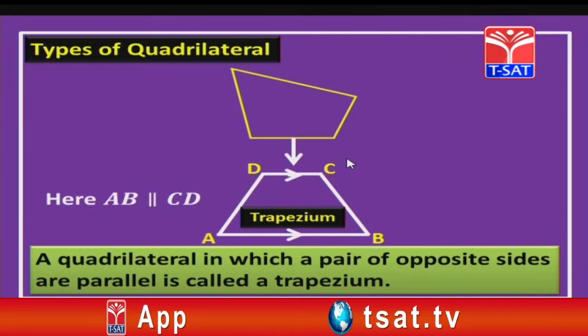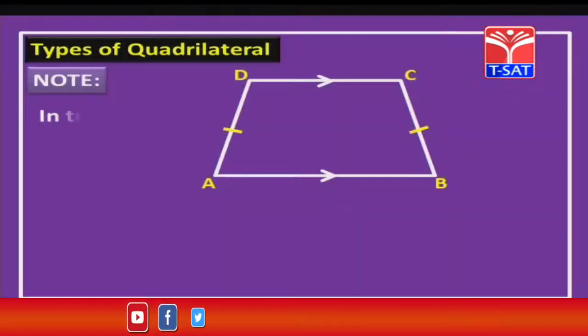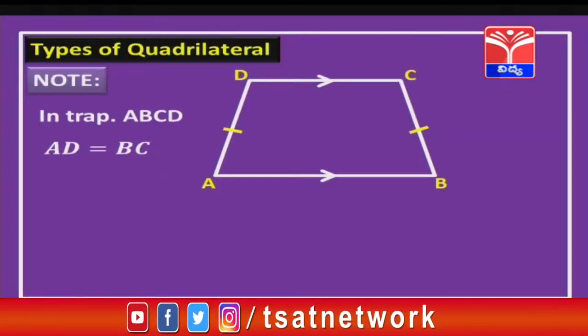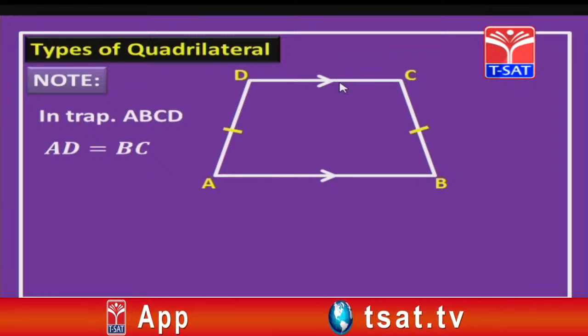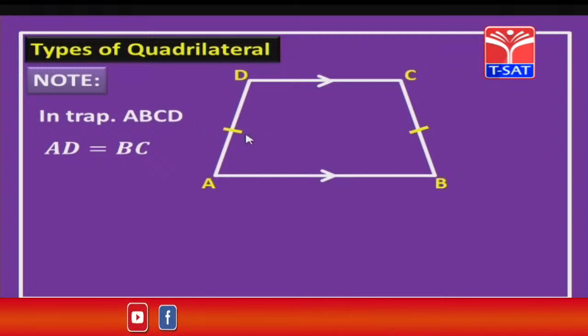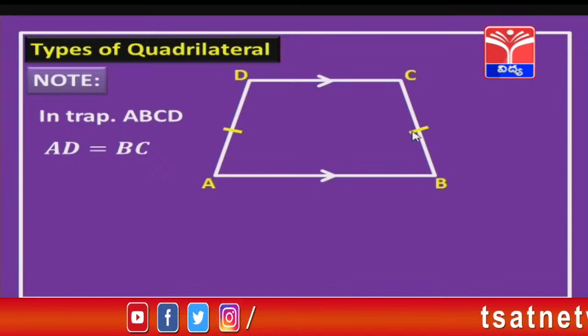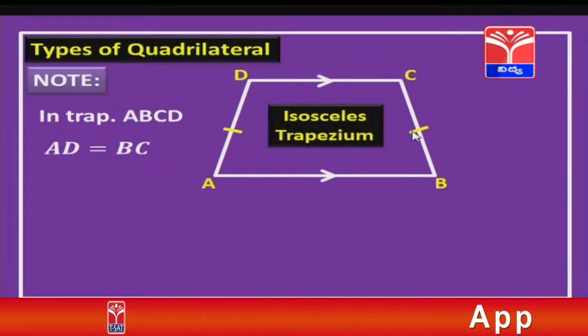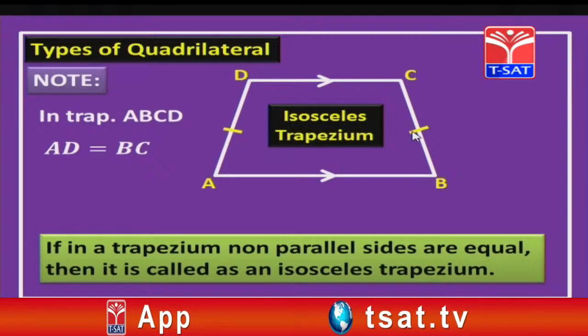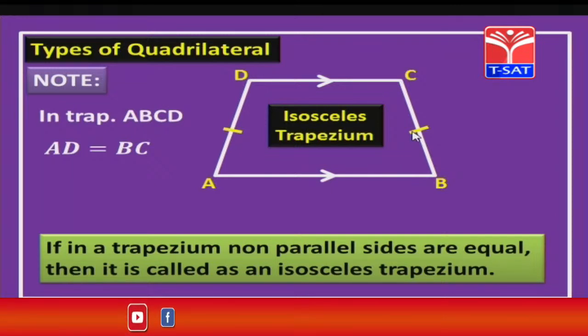Let us move on to our next type. So, let us take a special case of a trapezium. Okay, children. So, in this trapezium ABCD, here AD and BC both are equal. So, what are AD and BC, children, here? Yes, these two are non-parallel sides, right? Only this one pair of opposite sides is parallel, and these other two sides are non-parallel sides. Now, whenever the non-parallel sides of a trapezium are equal, we call it an isosceles trapezium. So, how do we define, children? If in a trapezium non-parallel sides are equal, then it is called an isosceles trapezium.